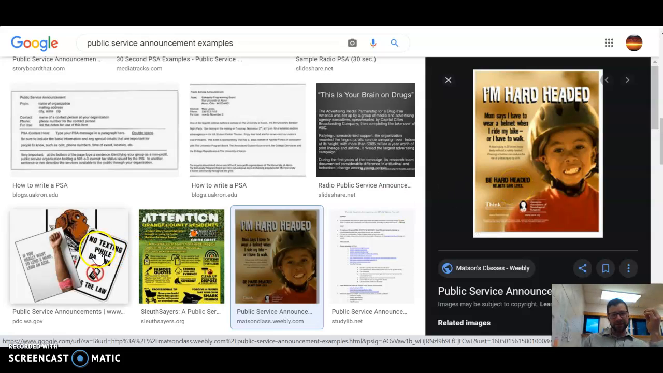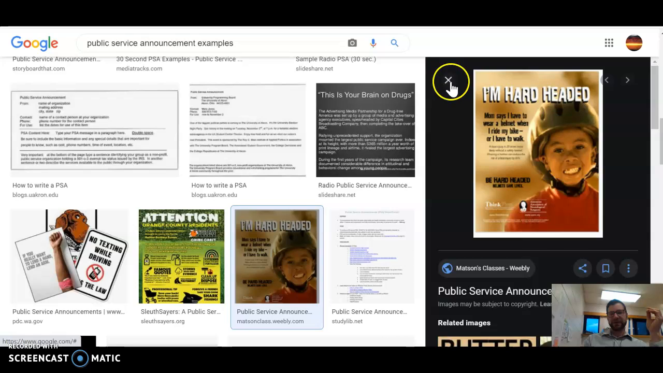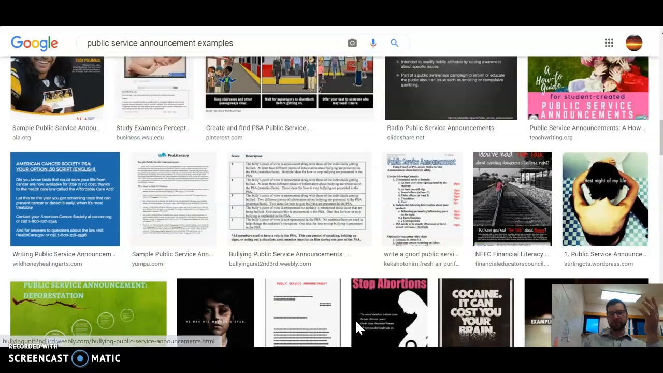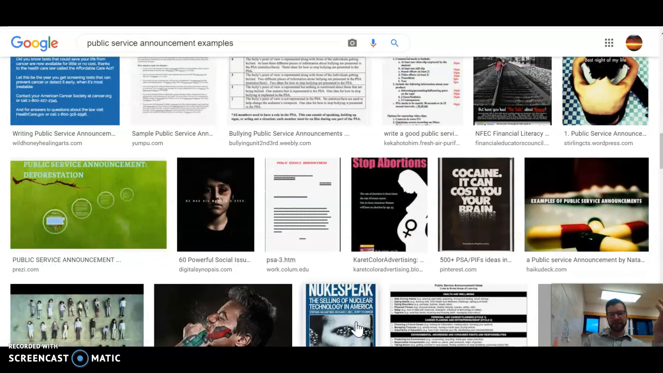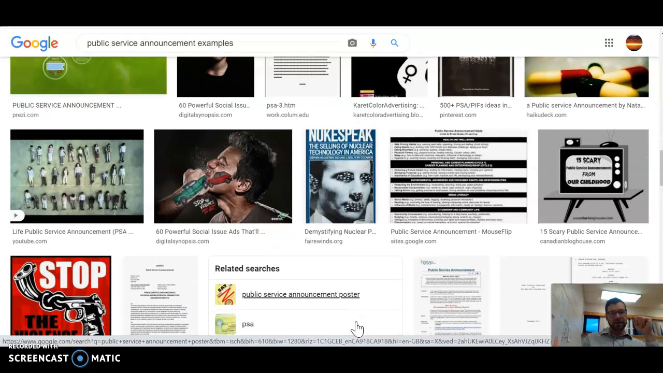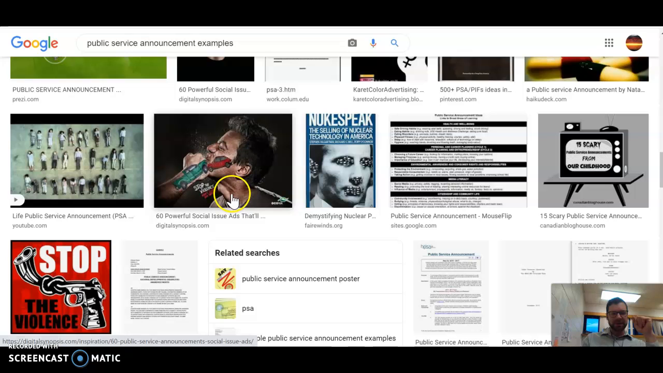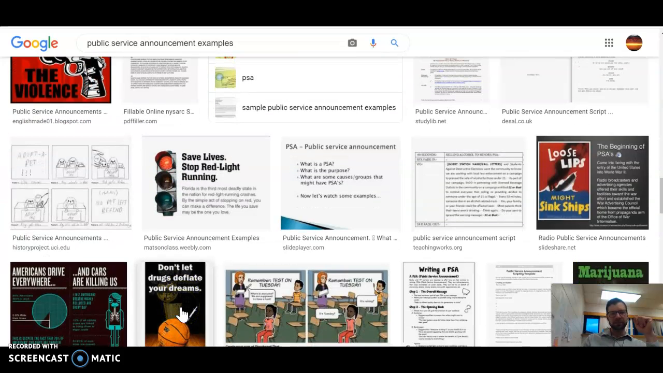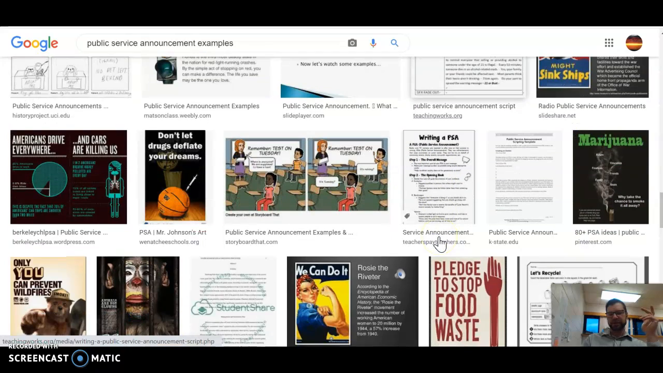You can do a public service announcement, like see down here, texting while driving. It's the law. That's a very big reason for distracted driving accidents, and it has become an issue more and more as more and more people have their phones and think it's okay to drive with them open, looking at it. Stop the violence. This one's a PSA about gun control. Save lives, stop red light running. So your PSA can be literally about anything.